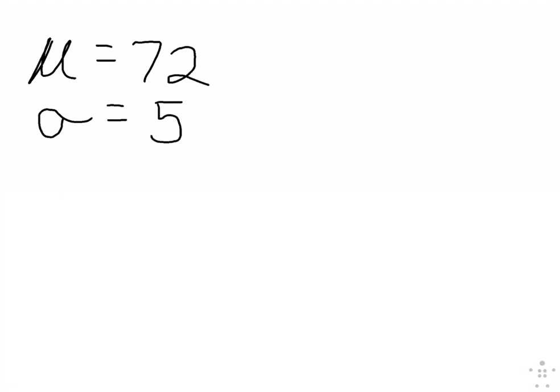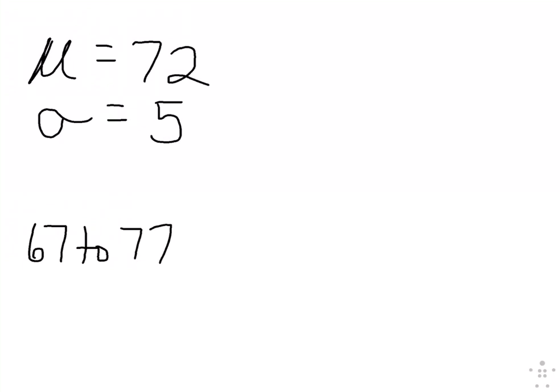Then, as I turn the page to the next one, it says a normal distribution has a mean of 72 and a standard deviation of 5. Find the probability that the randomly selected x value from the distribution is in the given interval. And it says from 67 to 77.